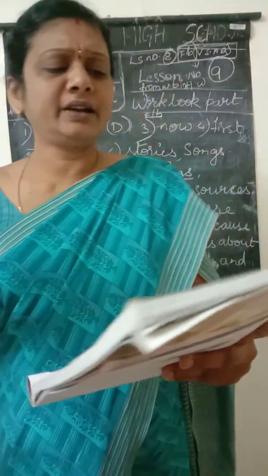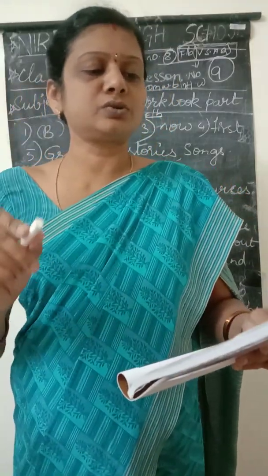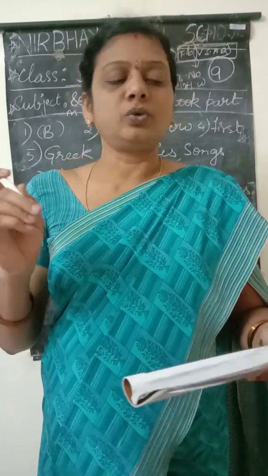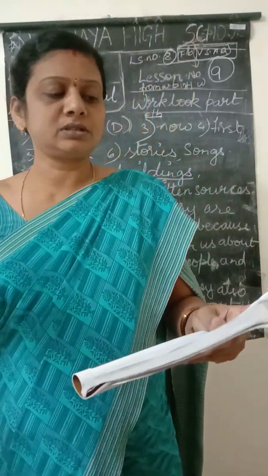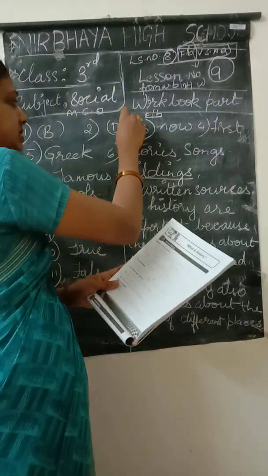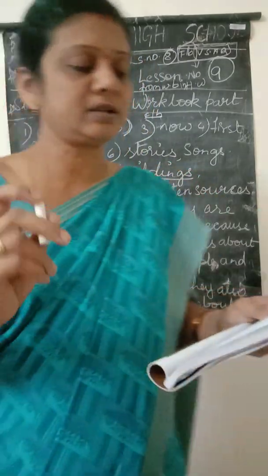And which of the following is not a source of history? Oral source, written sources, archaeological source and water source. Which one is not? It is D. And the next one is fill in the blanks, children.